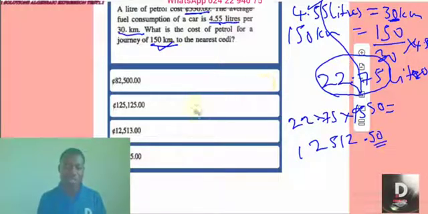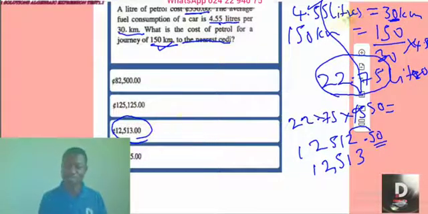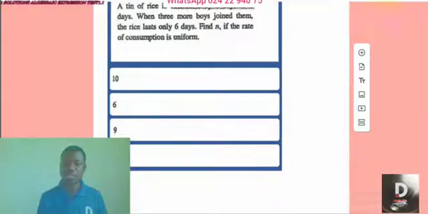Alright, so what can we get as the answer? And remember, I said to the nearest cedi, not pesewas, to the nearest what? Cedi. So you convert this one to get that. This is just like nearest whole number. 5 can make a difference, so it becomes what? 12,513. This is the correct answer. Option C is the correct answer. Beautiful. Let's move on.